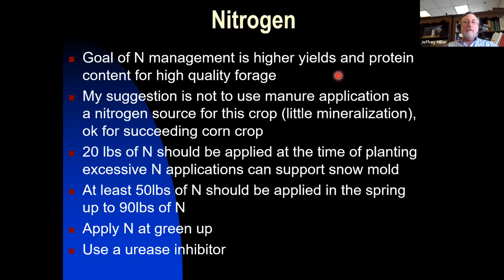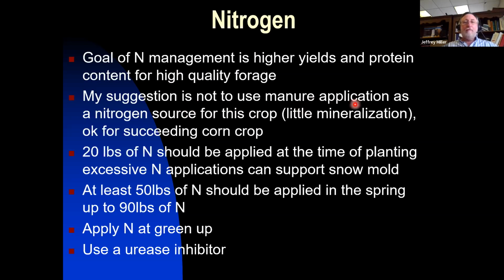During that time, soil temperatures are definitely fairly low, right? So low microbial activity. And that's definitely something that I think people should consider when they think about the nitrogen sources. So the goal of nitrogen management, again, is higher yields, protein content for a high quality forage. And so you want to shoot for 19% protein for milking dairy cows, and 16 for dry cows and heifers.